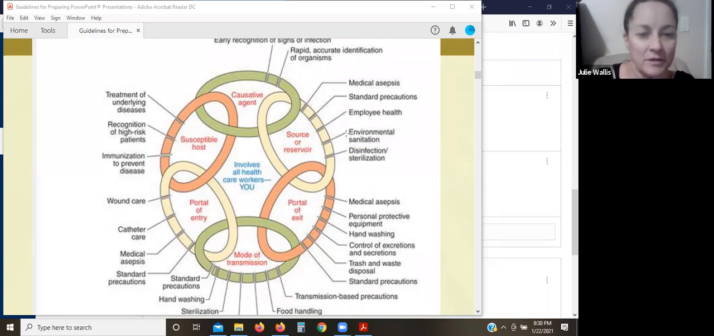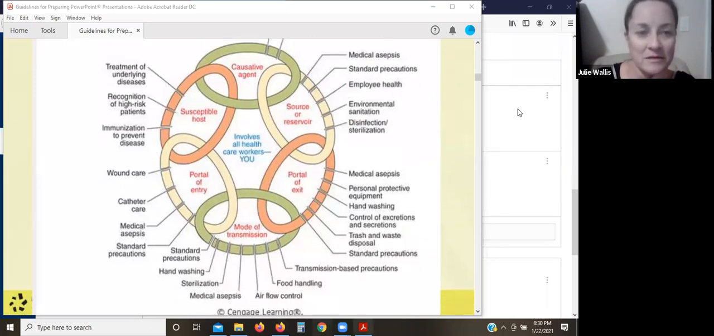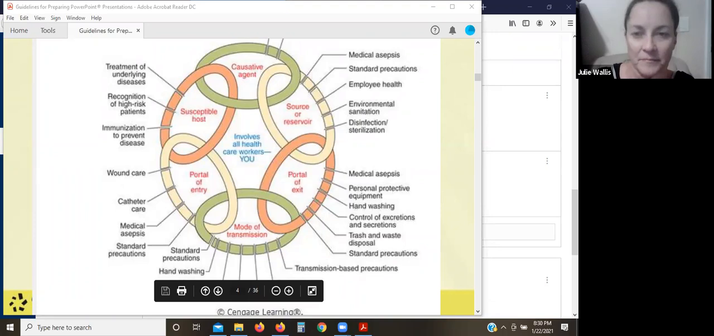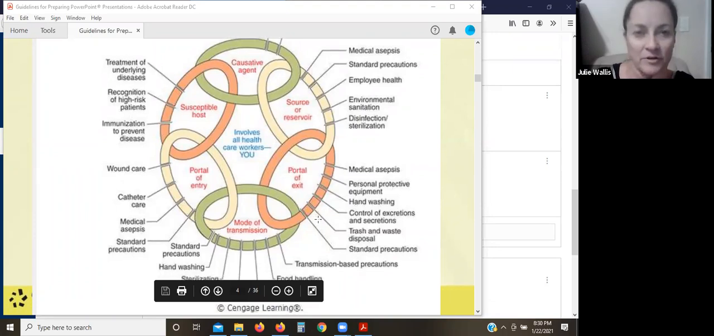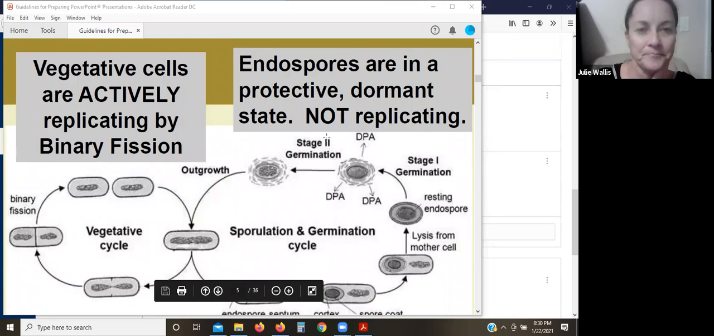So I thought that was a really good diagram that summarizes the whole thing and all the different areas where you need to be aware or careful.